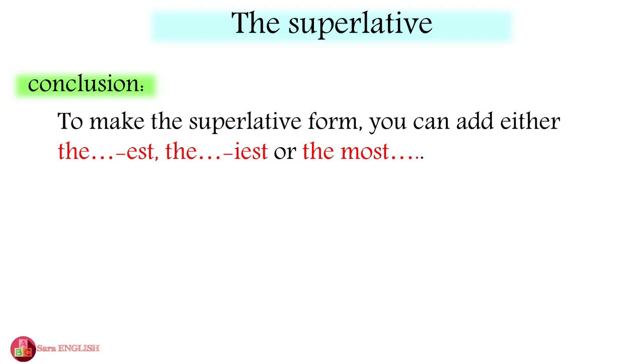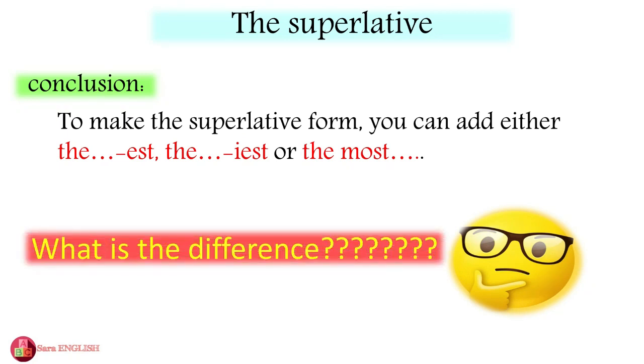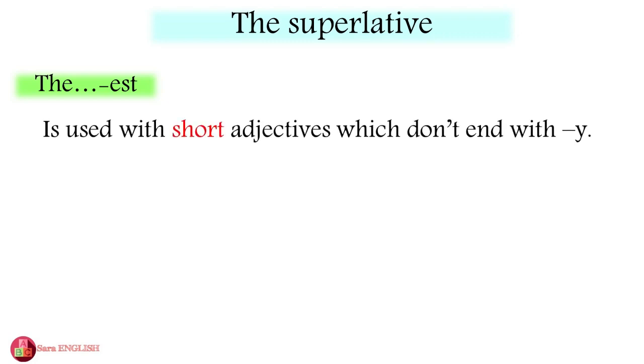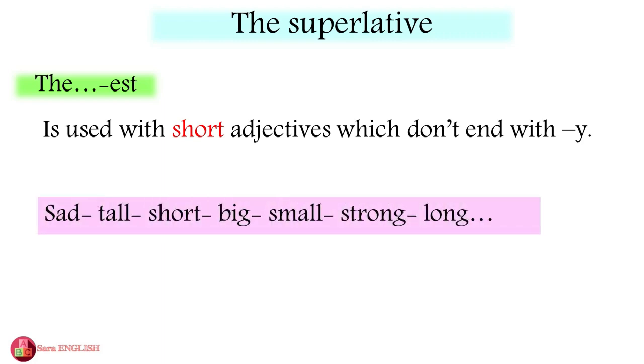So another question, or the same question: what is the difference between all of these? When do I know that I have to add est or iest or add nothing? Don't worry again, I will answer. We add est at the end of the adjective if we have short adjectives which don't end with y. For example, sad, tall, short, big, small, strong, long. We can say the saddest, the tallest, the shortest, the biggest, the smallest, the strongest, the longest.